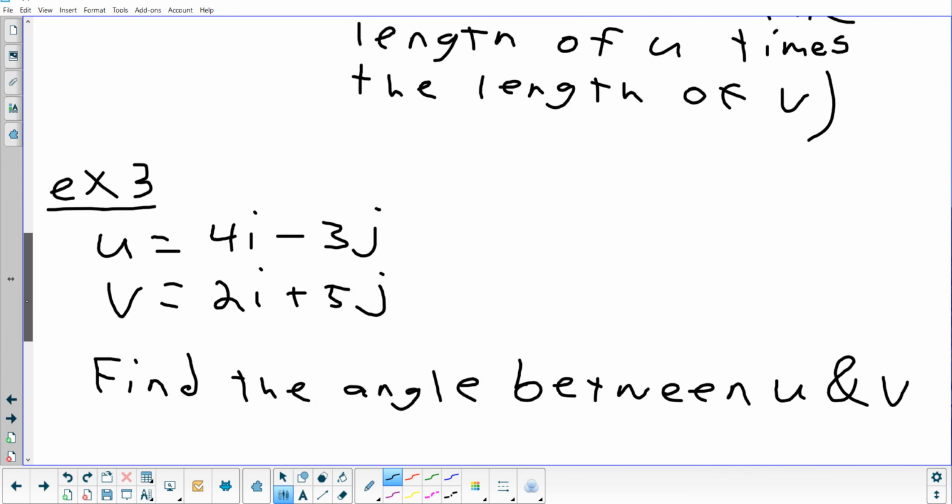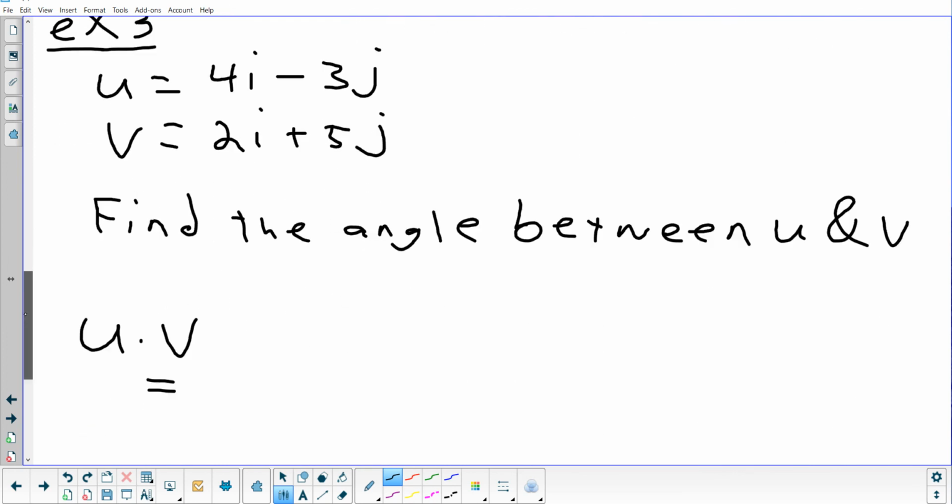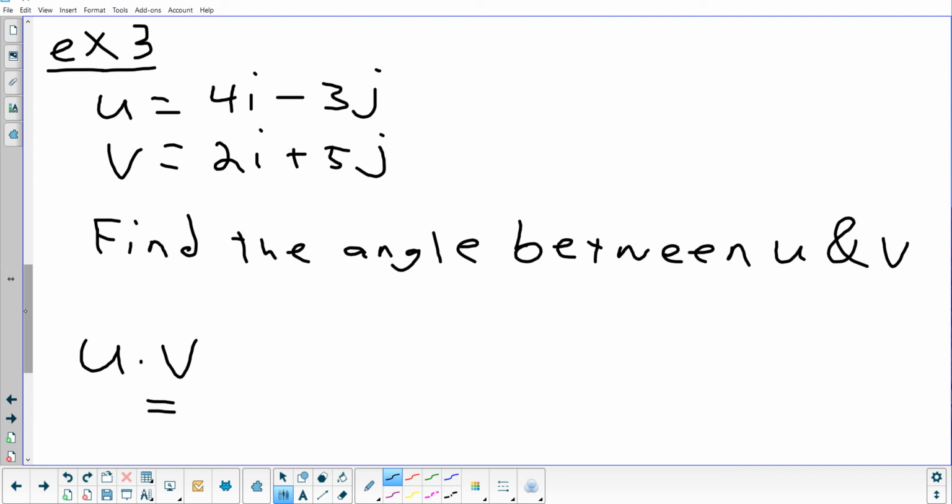All right, let's try an example. So, find the angle between U and V. So what I like to do first is find the three things that you're going to plug in. Find the dot product, find the magnitude, and then find the other magnitude.